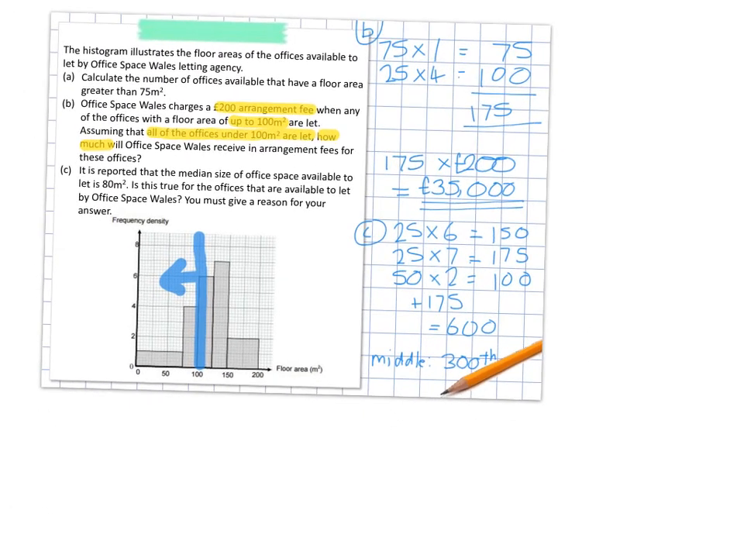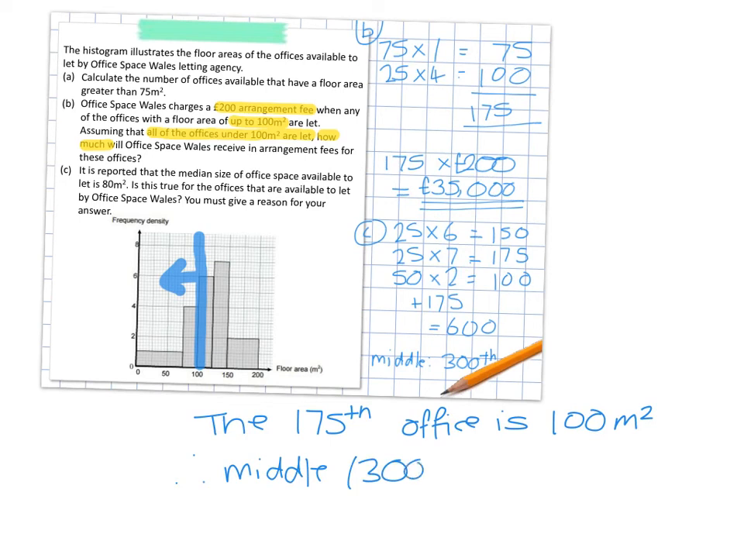We could say something along the lines of: the 175th office is 100 metres squared, therefore the middle, the 300th, cannot be 80 metres squared. We can sort of see that by eye as well. Just by looking at this, we can see that the majority are sort of within this region here, so that's definitely going to be more than 100 metres squared.